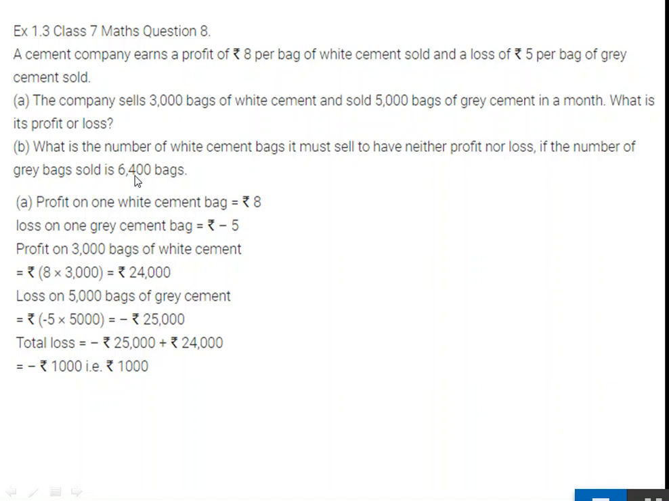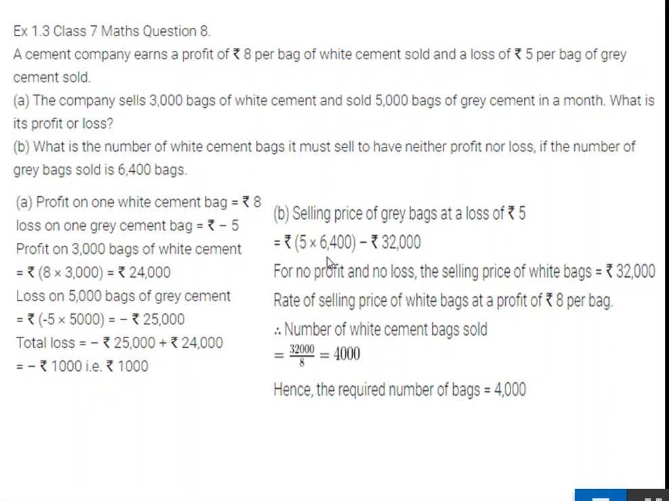Now the company is selling 6400 bags of grey cement. You know, grey cement loses how much? Rupees 5. So after selling 6,400 bags, it will lose 6,400 into 5. Correct? 6,400 into 5, you know that it is 32,000. Okay, that is negative 32,000.